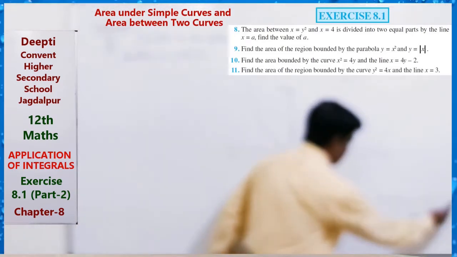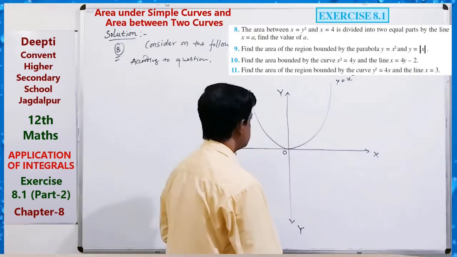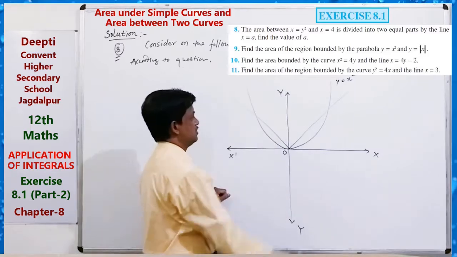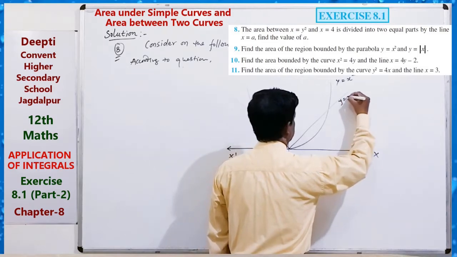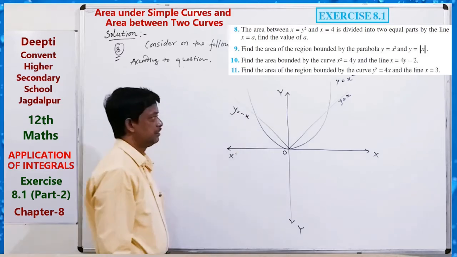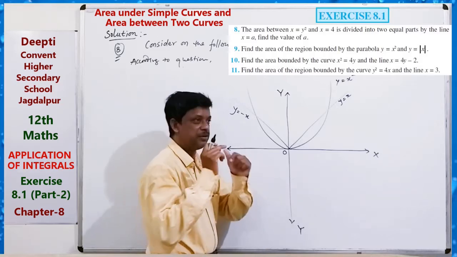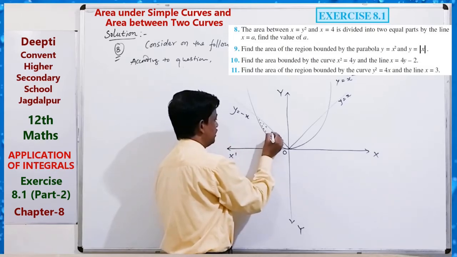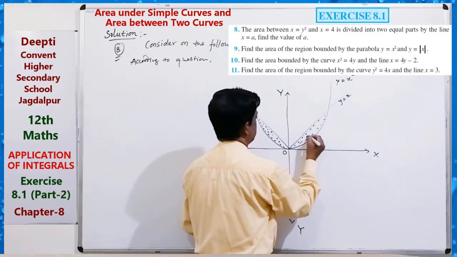So we can draw the modulus function here also, just like this. This is y equals plus x and this is y equals minus x. So the area of the region bounded by this parabola and this modulus function is this part. Both parts are the same.